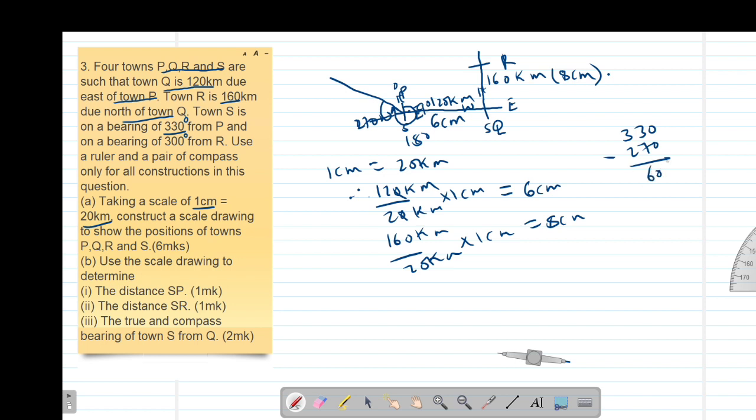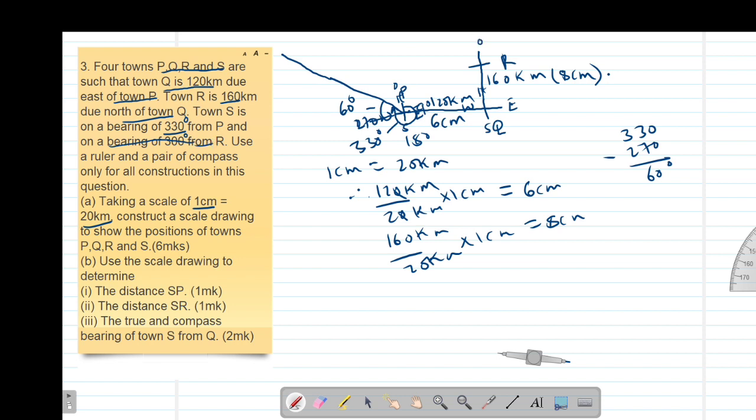Therefore, at this point, we shall need to construct an angle of 60 degrees so that the whole of this will be 330 degrees. So town S is on a bearing of 330 degrees from P. So this one should take us to a town which is being called S. Then we are also told that the same S is also on a bearing of 300 degrees from town R.